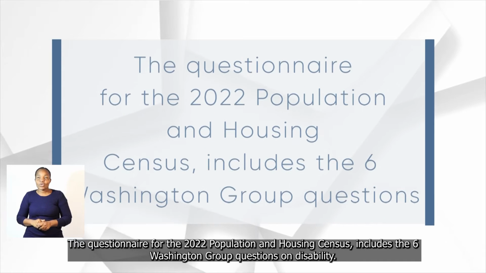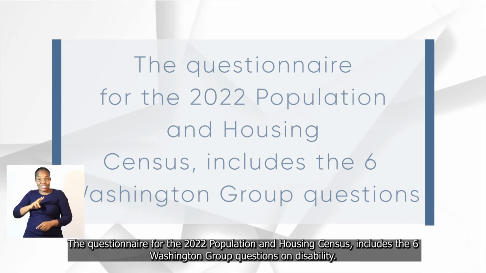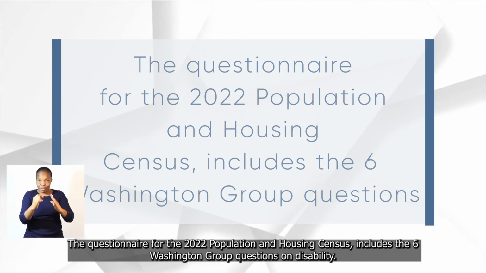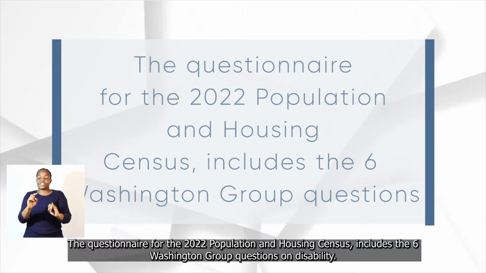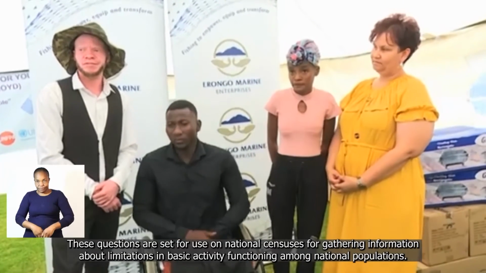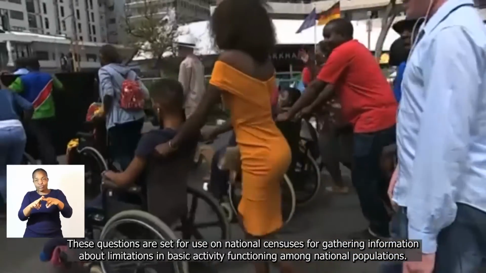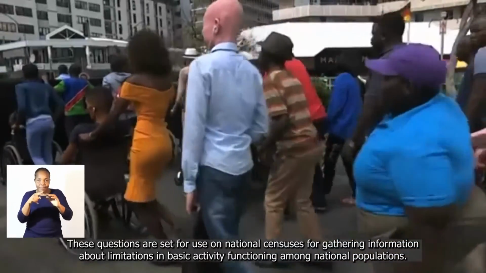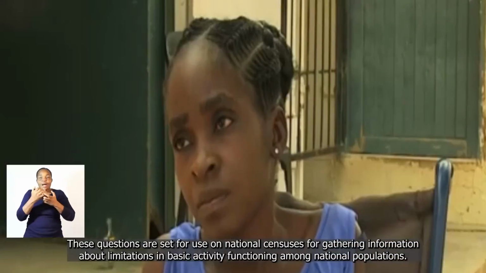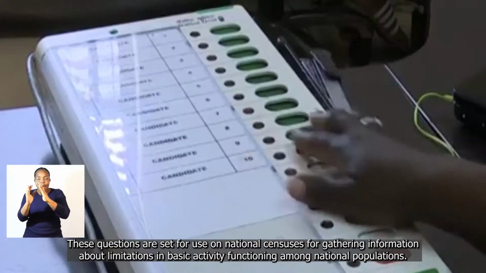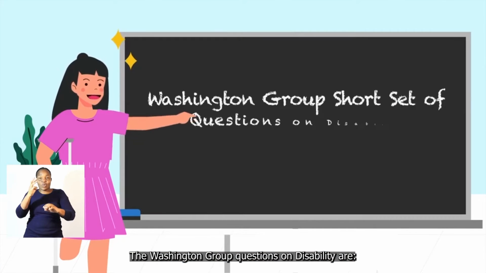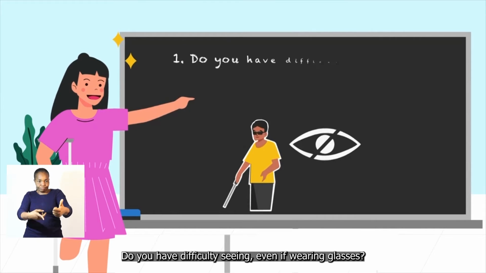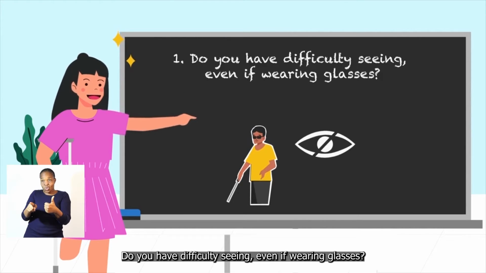the questionnaire for the 2022 Population and Housing Census includes the 6 Washington Group's questions on disability. These questions are set for use on national censuses for gathering information about limitations in basic activity functioning among national populations. The Washington Group questions on disability are: do you have difficulty seeing, even if wearing glasses?